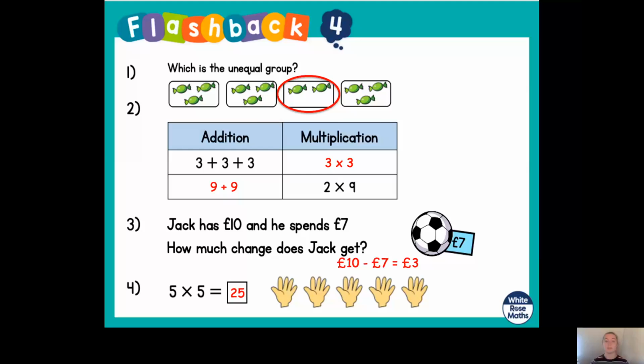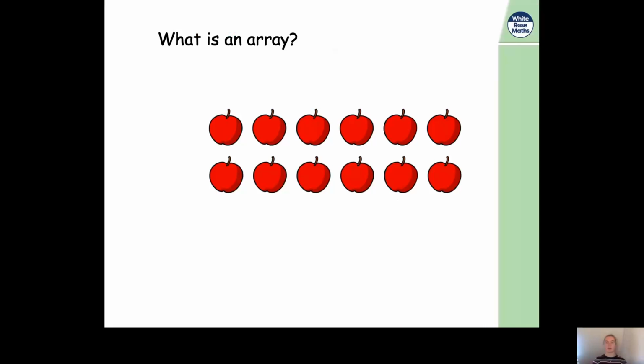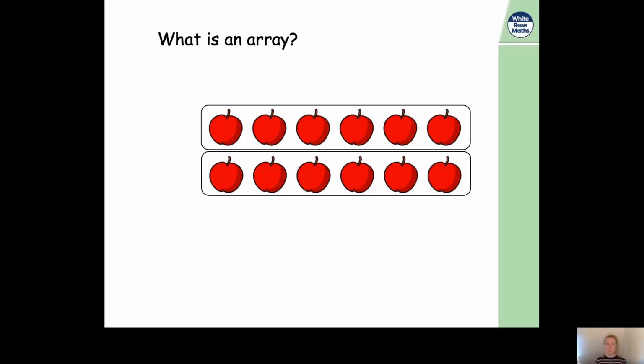Let's move on to today's learning. So here we have an array. Now, can you remember with array, we have columns and we have rows, okay? Now, which way round were they though? Can you remember? Yes, that's right. We have rows which go across and we have columns which go down. So how many rows do we have in this array? Well, we have 1. Oh, we have 1, 2. There are 2 rows, okay?